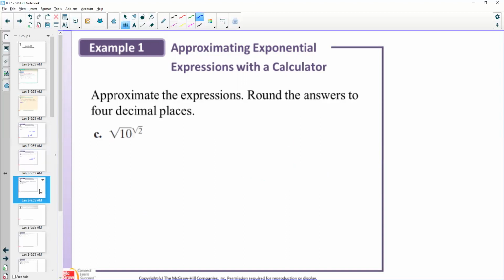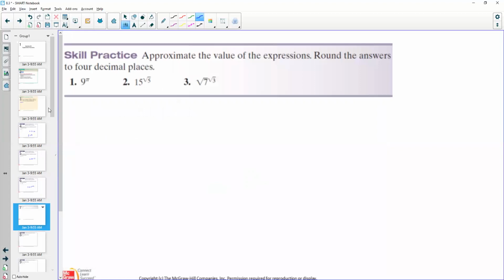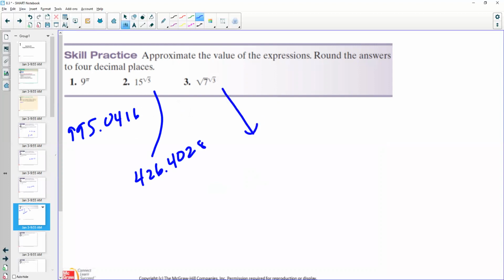All right, try the square root of 10 to the square root of 2. That one should come out to be around 5.0946. This is a good conversation to have with your partner too. Make sure you both can do this. All right, 9 to the power of pi should be about 995.0416. 15 to the power of radical 5 should be in the neighborhood of 426.4028. And the square root of 7 to the square root of 3 comes out in the neighborhood of 5.3936. So far, so good.